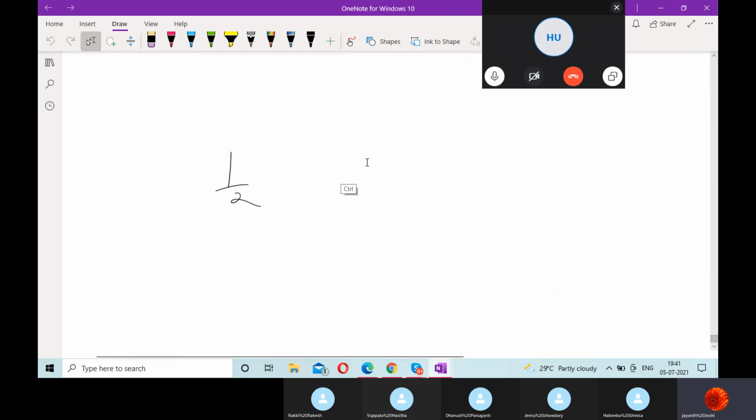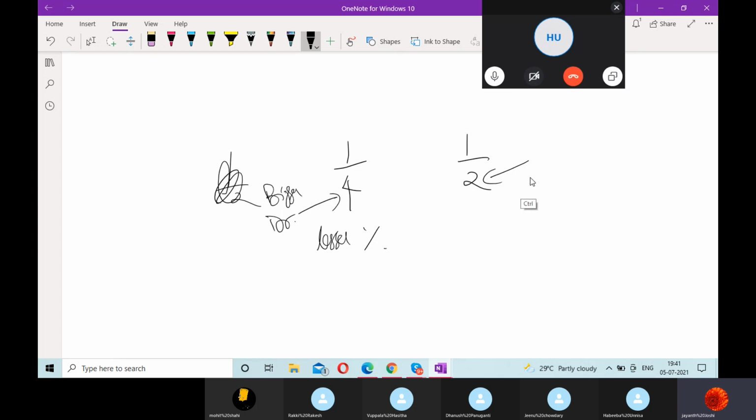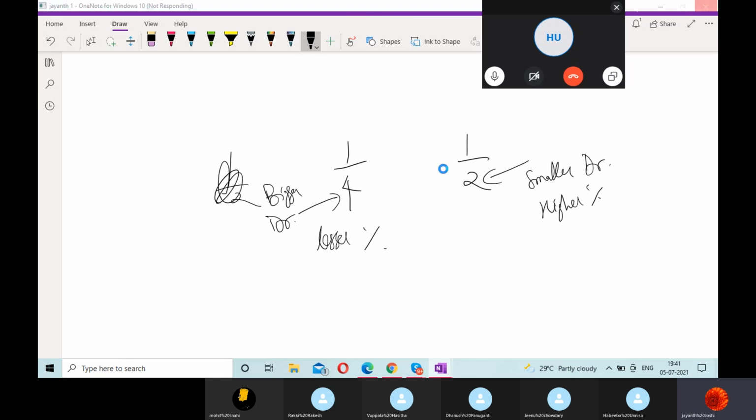So if I compare 1 by 2 and 1 by 4, the bigger the number in the denominator, the lesser the percentage. The bigger denominator gives a smaller percentage, and the smaller denominator gives a higher percentage. That is the case. Let us do the question.